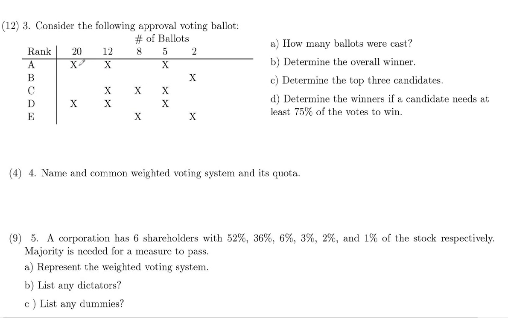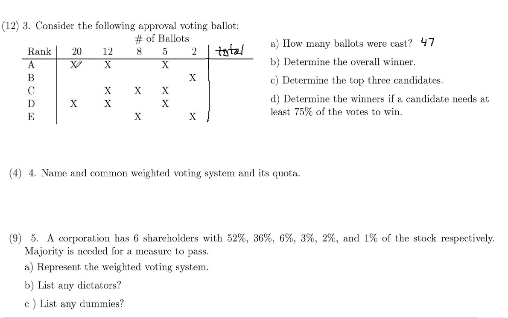So we had 20 ballots where people voted for A and D, 12 ballots where they voted for A, C, and D, 8 where they voted for C and E, and 5 ballots were A, C, D, and then 2 ballots were B and E. So first, how many ballots were cast? Well, that's just going to be the total up here. So actually here, we're going to put one more column on here, which is our total. And let's see, 20 and 12 is 32, and 8 is 40, 45, and 2, 47. So 47 ballots total.